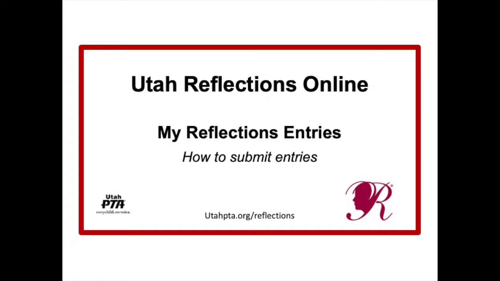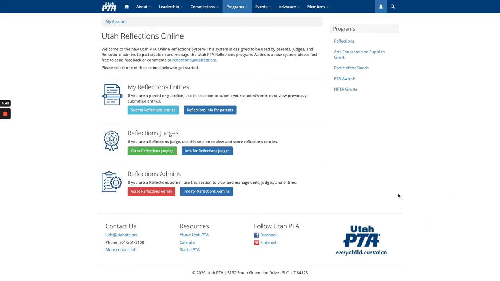In this video, we're going to be talking about the My Reflections entries section of Utah Reflections Online. To get to Utah Reflections Online, you'll go to www.utahpta.org/ref for ref. To submit a reflections entry, you'll click on the teal Submit Reflections Entries button.